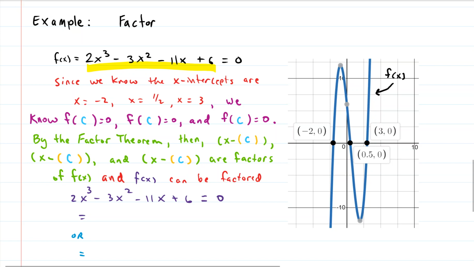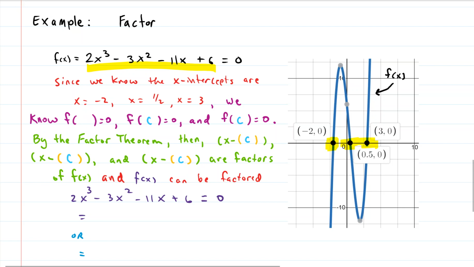So if we graph this, we see the graph over here in blue on the right hand side. We can see right away that we have some x-intercepts, right? We have -2, we have 1/2, and we have x equals 3. We have those that are x-intercepts. And with their x-intercepts, then what do we know? We know that f of whatever that number is equals 0.